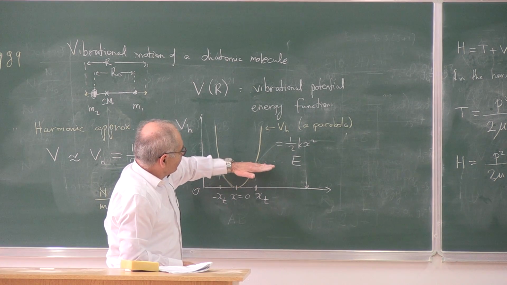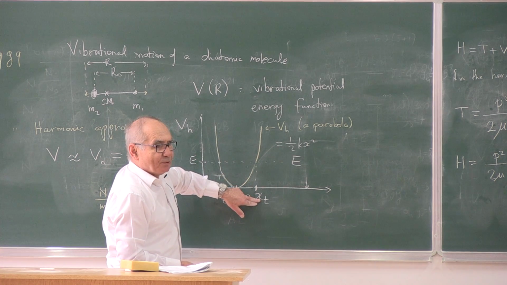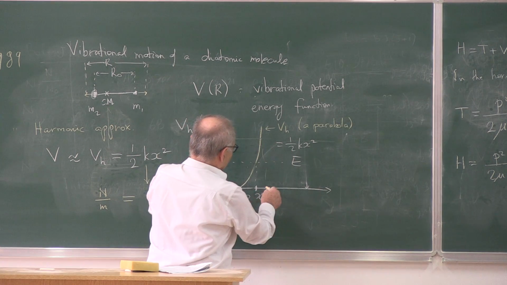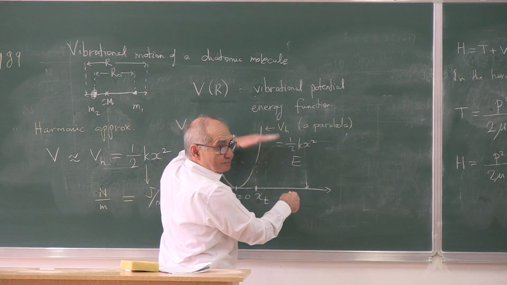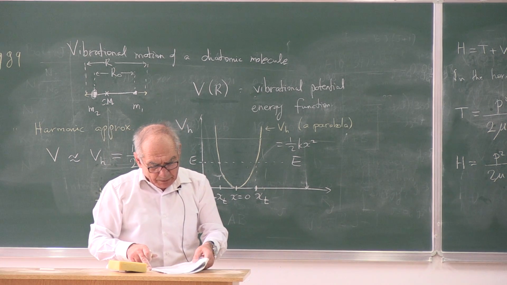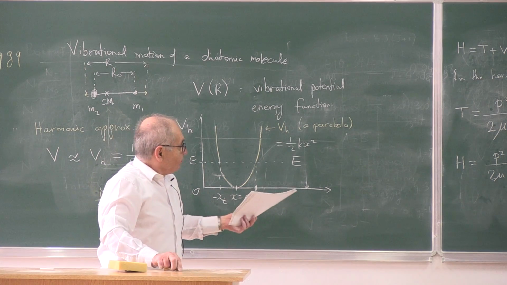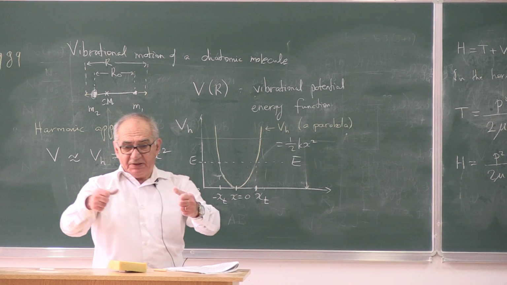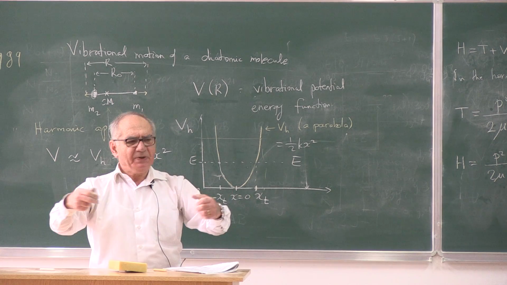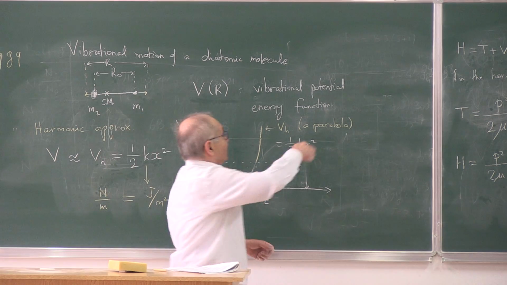You see that as energy increases, the turning points also increase, because this is a parabola. Say, at this energy, we have a larger xt. It depends on the energy. Now, this is an oscillation. Such a motion is called either vibration or, equivalently, oscillation.